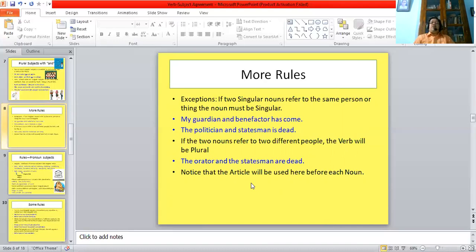However, if the two nouns refer to two different people, the verb will be plural, like "the orator and the statesman are dead." These are two different people altogether, so we have to use the plural form of the verb. We cannot use the singular verb in that case. The article will, of course, be used before each noun when we are referring to two different people. So we have to say the statesman and the benefactor. This means two different people, so they have come.